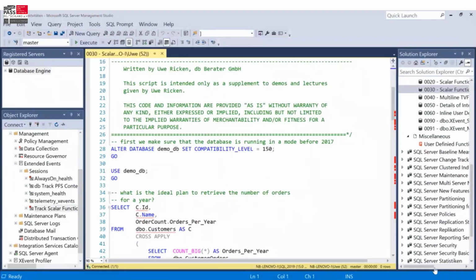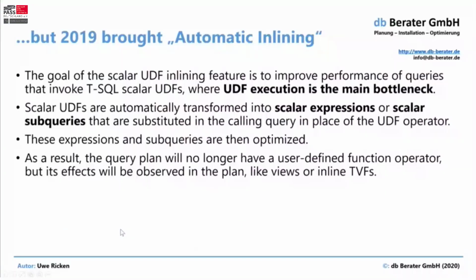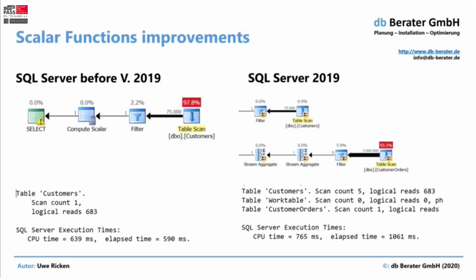Here we are. Automatic inlining does mean that SQL Server tries to transform UDFs into a Scalar expression or a Scalar subquery. They are substituting the calling query in place of the UDF operator. That is a really cool thing. That means that the query plan will not have any user-defined function operator, compute Scalar, but it will better be affected by using set-based operations, and that is the improvement.